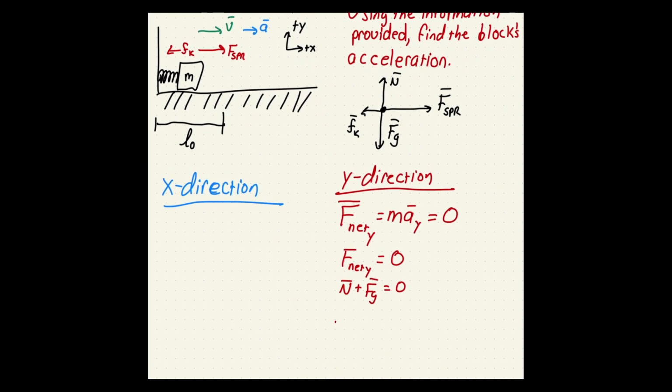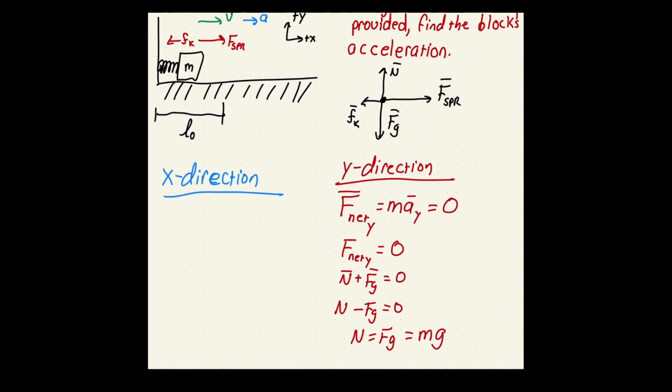Our normal force points up, so it's positive. Our gravity force points down, so it's negative. We get this relationship: normal force minus Fg is equal to 0. That gives us normal force is equal to the force of gravity, but the force of gravity's equation is mg. So normal force is now just mg.